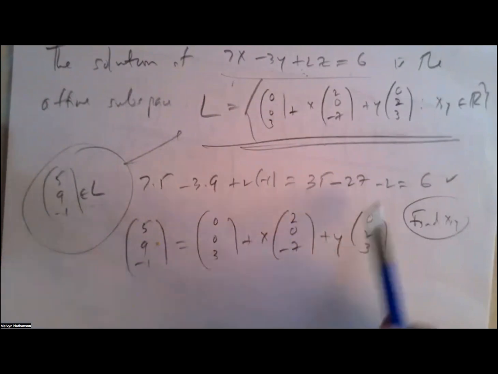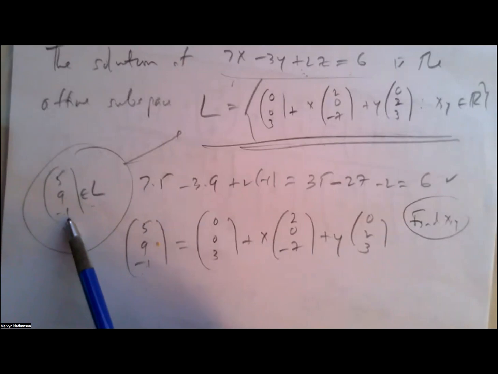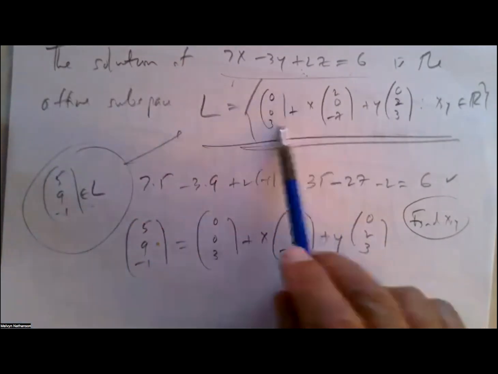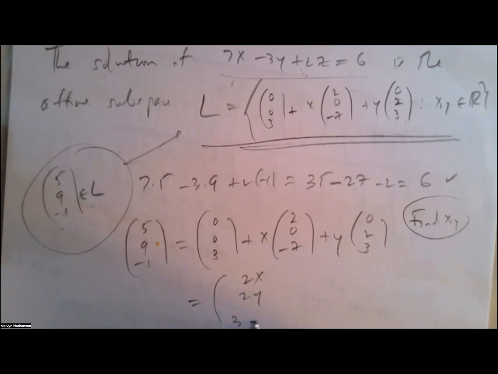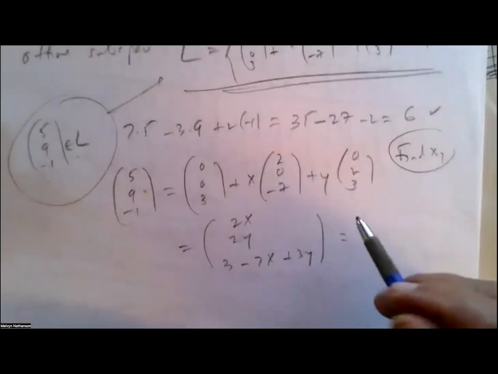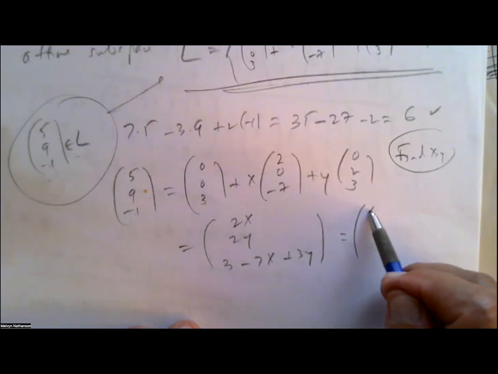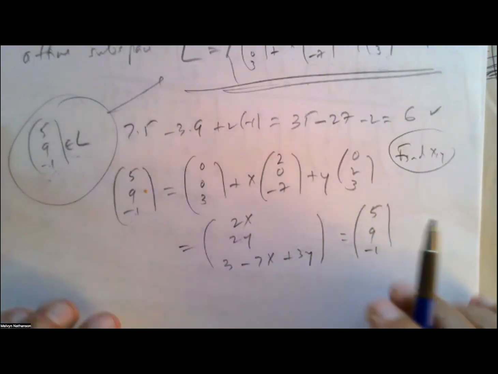So let's see, I want to compute the x and the y that represent this vector as this kind of linear combination. So I want to find x and y that solve this vector equation. What does this equation say? If I add these vectors, this is 2x, 2y, 3 minus 7x plus 3y. I want to find x and y such that this is equal to (5, 9, -1).